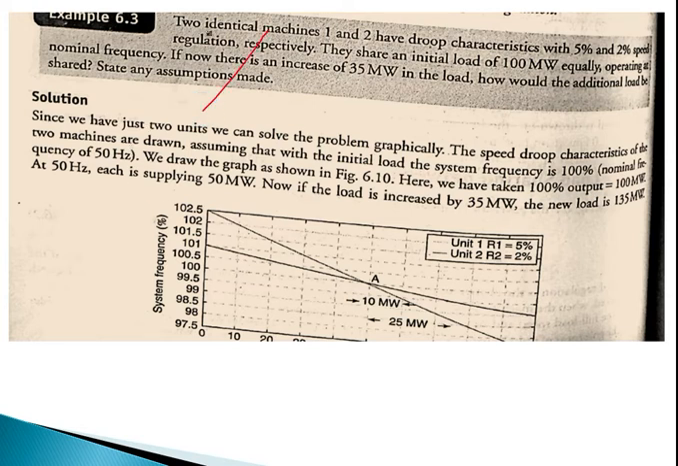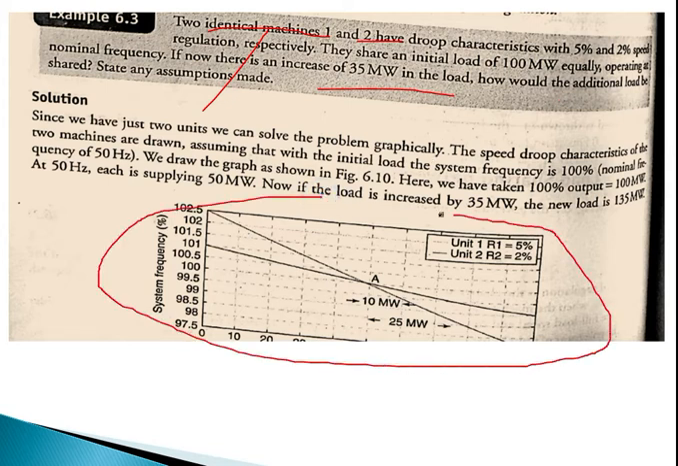Two identical machines, 1 and 2, have droop characteristics of 5% and 2% speed regulation respectively. They share an initial load of 100 megawatt equally at nominal frequency. If there is an increase of 35 megawatt of load, how will the additional load be shared? First we should draw the graph, a graphical representation for both units. Unit 1 has 5% droop, unit 2 has 2% droop characteristics.